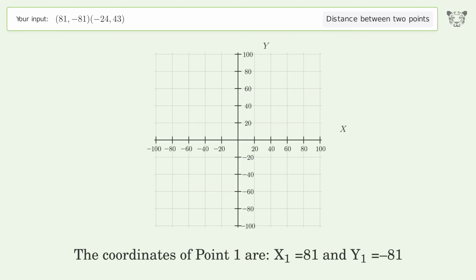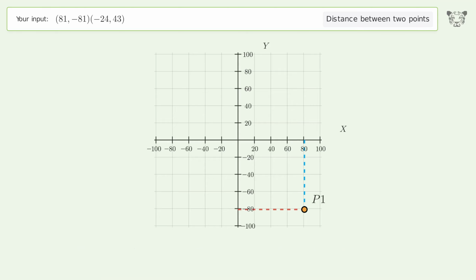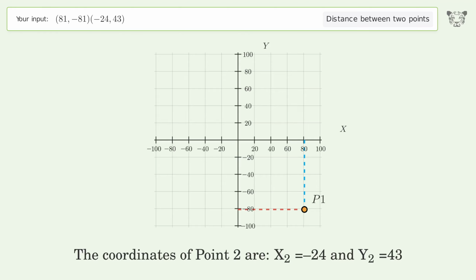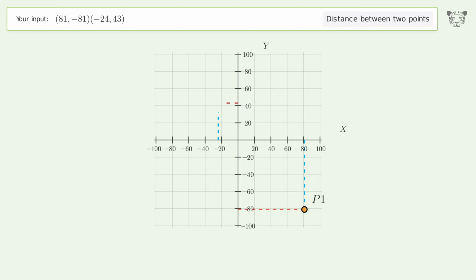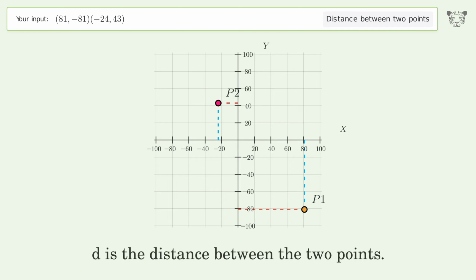The coordinates of point 1 are x1 equals 81 and y1 equals negative 81. The coordinates of point 2 are x2 equals negative 24 and y2 equals 43. D is the distance between the 2 points.